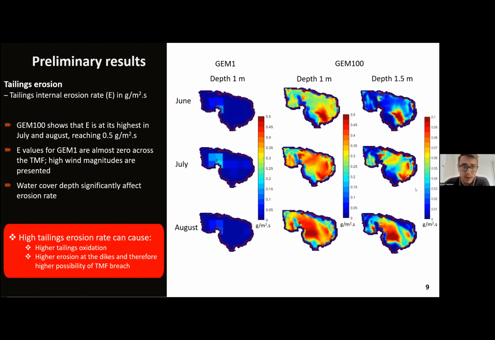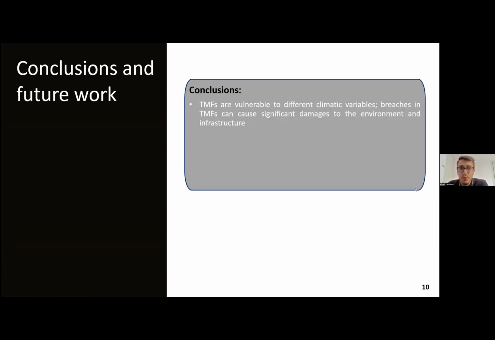And also, it is worth mentioning that the tailings erosion can have significant impacts, including high tailing oxidation rate and higher erosion at the dikes that can contribute to breach in the tailing management facility. So to sum up, tailings management facilities are vulnerable to different climatic factors as they contribute to breaches in the tailings dams and therefore cause significant damages to the tailing management facility.